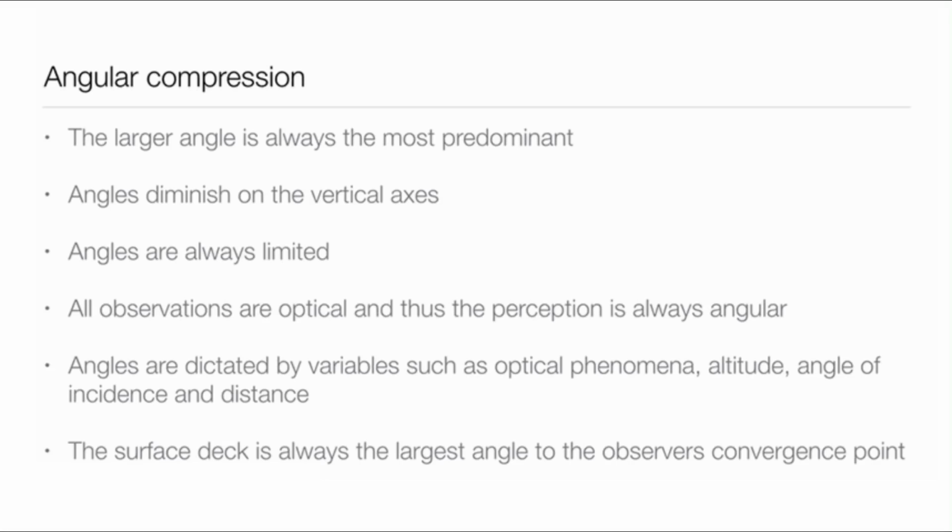The surface deck is always the largest angle to the observer's convergence point. The surface deck would be the surface floor that you're standing on. You can do the same thing taking it on a wall, sideways. At that point, your surface deck could be the side wall. So then your angles would not be diminishing vertically anymore, they would now be diminishing horizontally, but that's because your new surface deck is the wall. But if you're doing normal observations, standing on your feet and looking out, the surface deck would always be vertical to you.